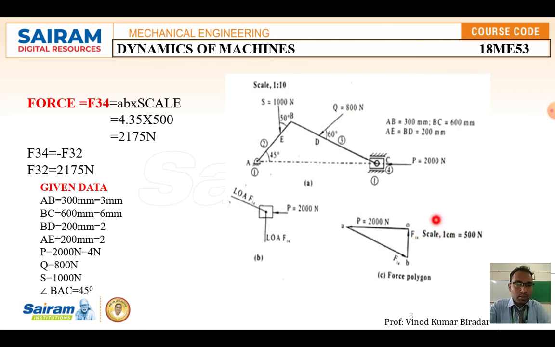Here I am assuming the scale also. Scale is equal to how much, 500. So here I write 500. If you multiply this, you are going to get 2175 Newton. So this much force is acting on this element, that is the meaning of 2175, that is 2175 Newton force is applied to this piston element. Once you calculate the force 3 4, that value, 3 2 is also the same, that is the principle of superposition.